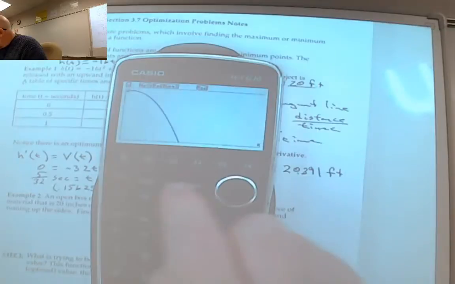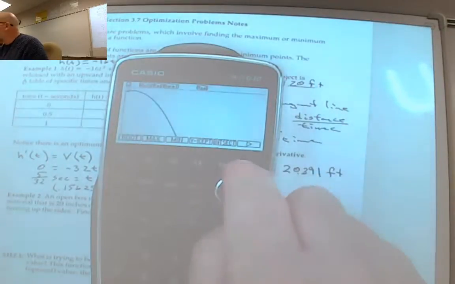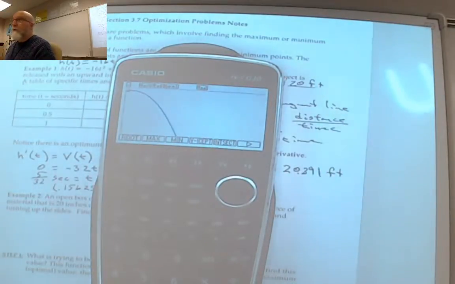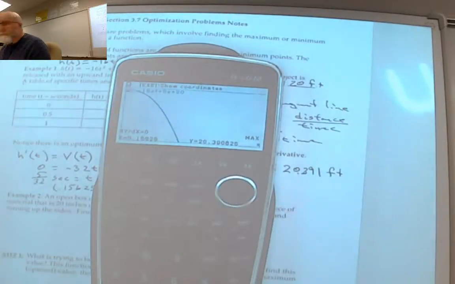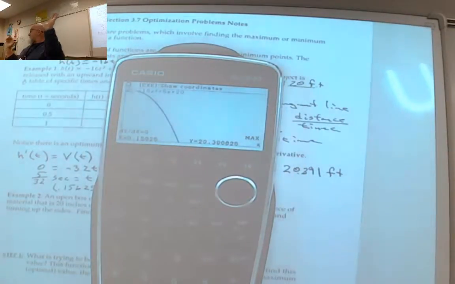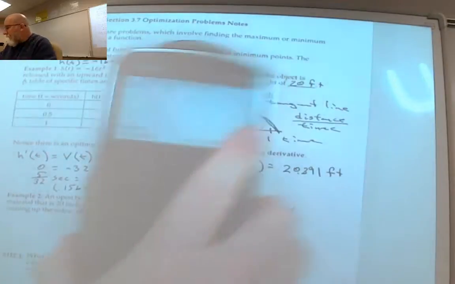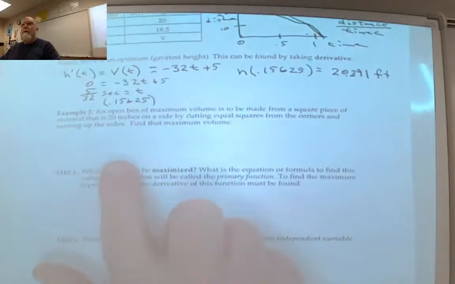And then I'm going to see if I can find the maximum. And you guys know how to do it on a TI, right? I've showed you. It's a function that produces feet. That's my optimum height. That's my highest height. Does that kind of make sense?